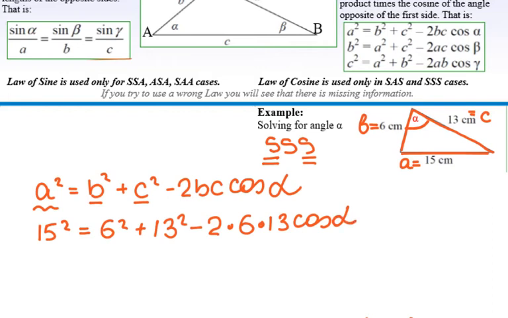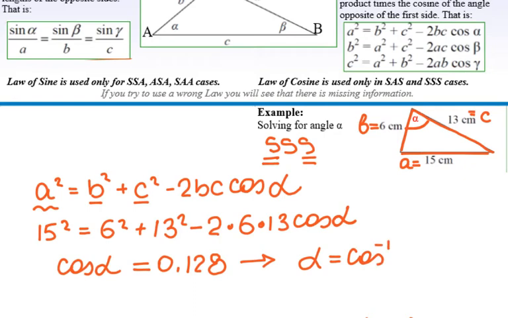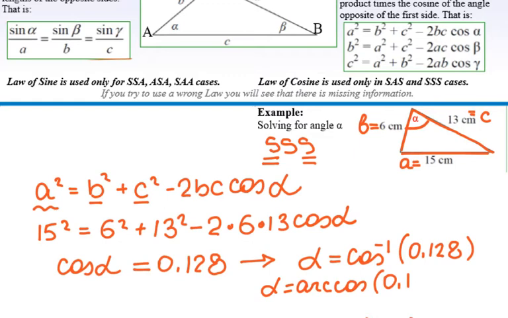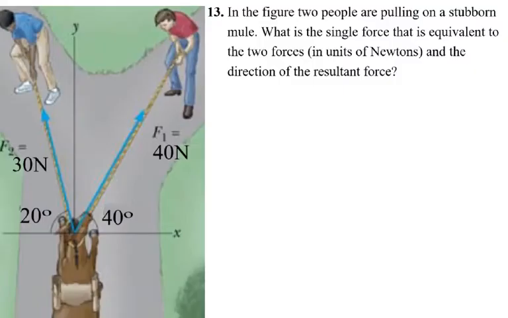Now, if I plug in all my numbers, I will get cosine alpha is equal to 0.128, and I need to solve for alpha. So alpha is arc cosine of 0.128, and that is equal to 82.6 degrees.